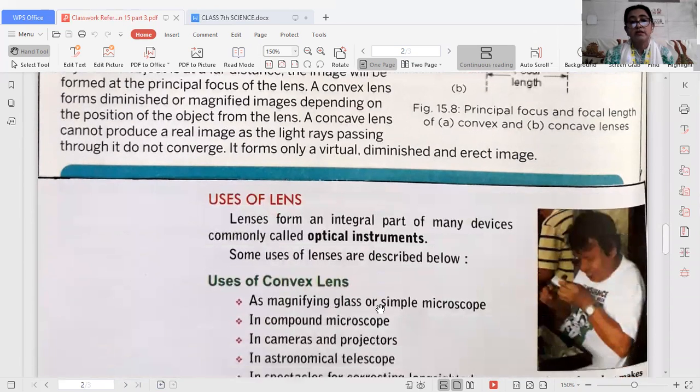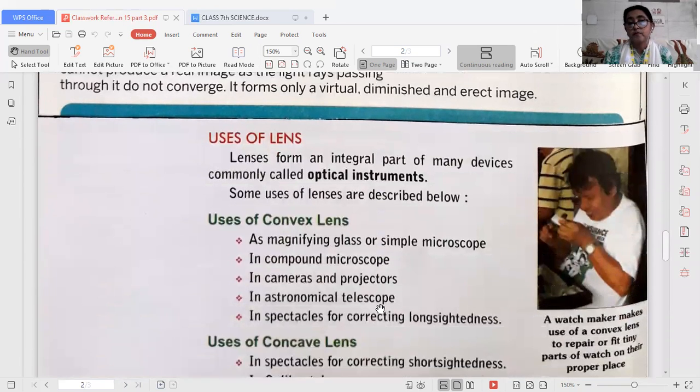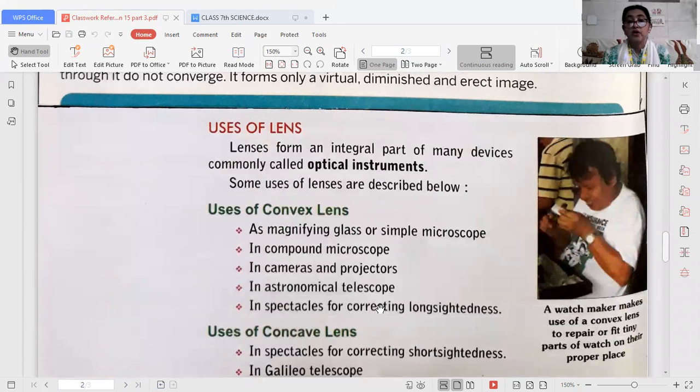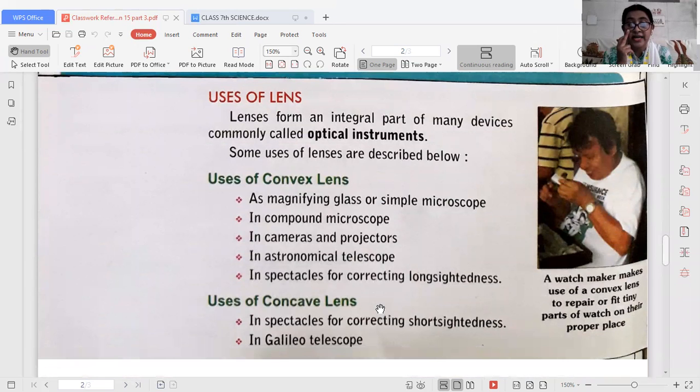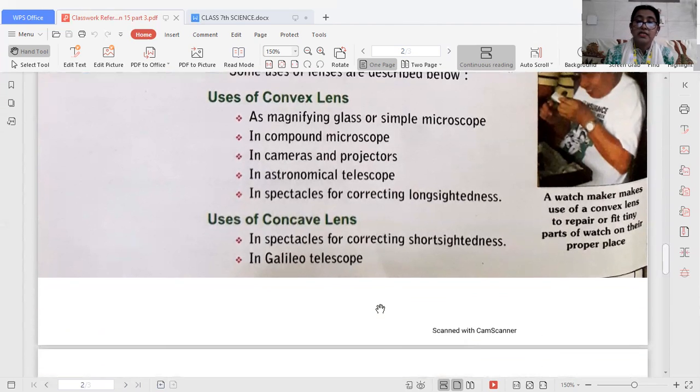Now, what are the uses of lenses? Lenses are used in many devices. The convex lens is used as a magnifying glass or simple microscope, in compound microscopes, in cameras, and in spectacles. The concave lens is also used in spectacles for correcting short-sightedness, as well as in the telescope.